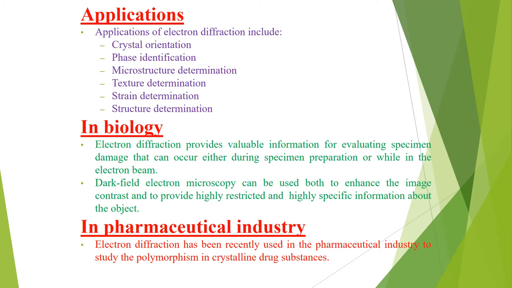So in biology, if we use an electron diffraction beam, it provides valuable information for evaluating the specimen, but it can damage the specimen either during specimen preparation or during the examination through the electron beam. For this, dark field electron microscopy is used to enhance the image contrast and to provide highly restricted and highly specific information about the object.